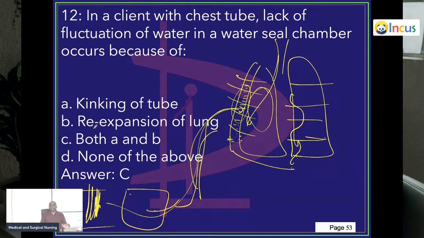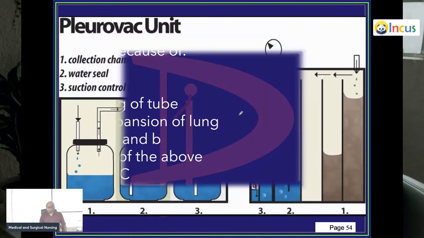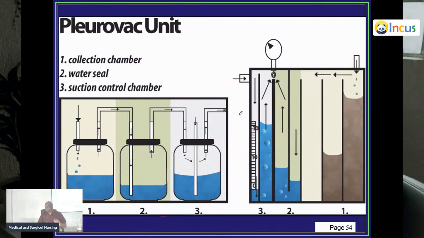But if it is not there, that means there is either kinking of this tube somewhere, or maybe the lung expanded so much that the visceral and parietal pleura are completely adherent to one another and there is no pressure transmitted. So one of the two is a possibility. So this is how the collection chamber, water seal, and suction control chamber work.